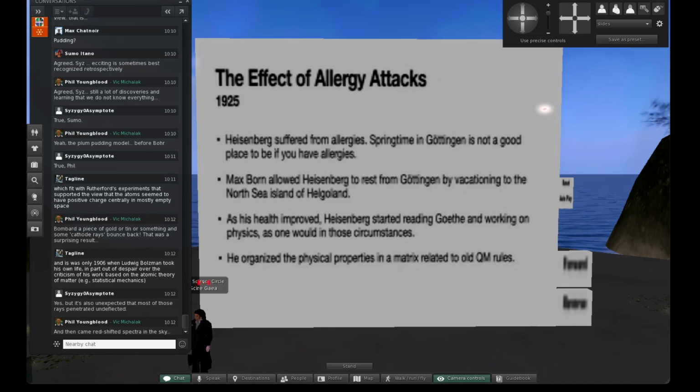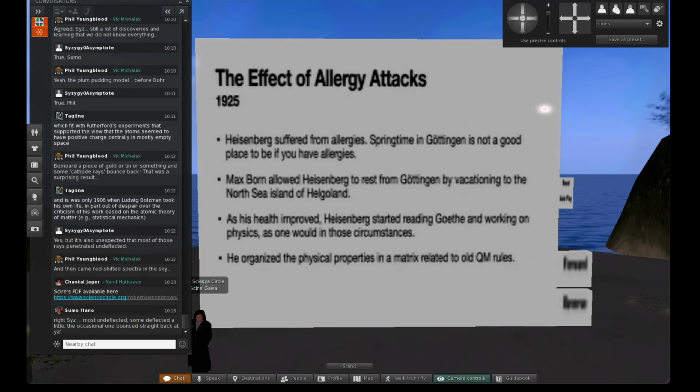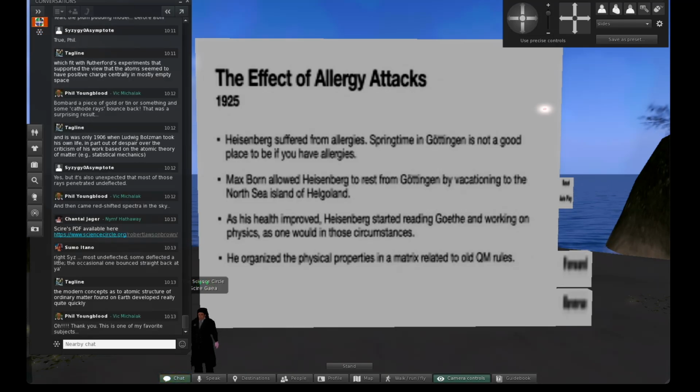Okay, this is kind of interesting. In 1925, Heisenberg had allergies. And springtime in Göttingen was not a good place to be if you had allergies. He was in Max Born's laboratory, and Born allowed him to take a vacation on the North Sea island of Helgoland. Well, that helped matters. His allergies decreased, at least in their effect, and he turned his mind toward physics and organized the physical properties that he had discovered and put it into a matrix that was related to the old quantum mechanical rules.